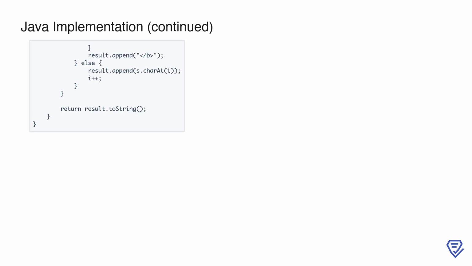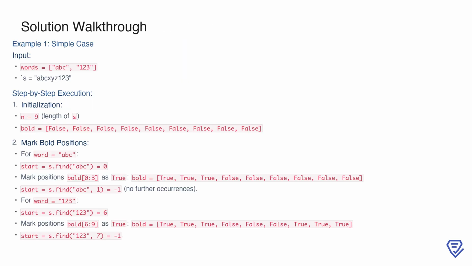On the other hand, if the current position in the bold array is false, we simply append the character at that position to the result. This ensures that non-bolded regions of the string are handled correctly. After processing all characters in the string, we return the constructed result as a single string. This implementation efficiently combines marking positions and building the final string, ensuring the proper placement of B tags around the specified words.